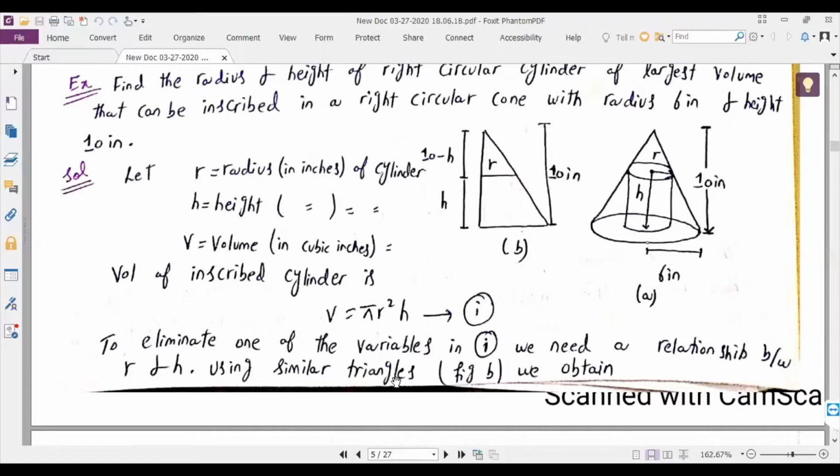So we use the concept of similar triangles, which we studied in exercise 3.10, in the example when we were doing the problems on related rates. So this is the figure we obtain. These are the two triangles with different heights and different radii. The height of the cone is 10 inches, the radius is 6 inches, while the radius of the cylinder is R and the height of the cylinder is H. If this is H, then this will obviously be 10 minus H.